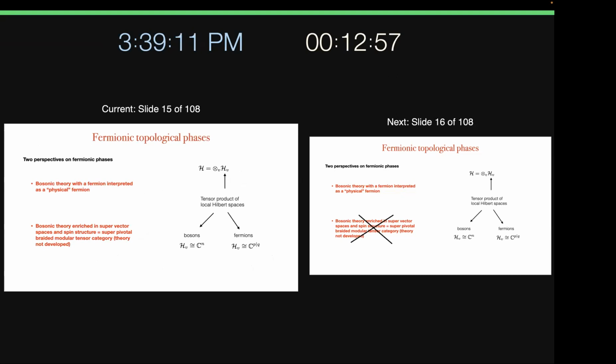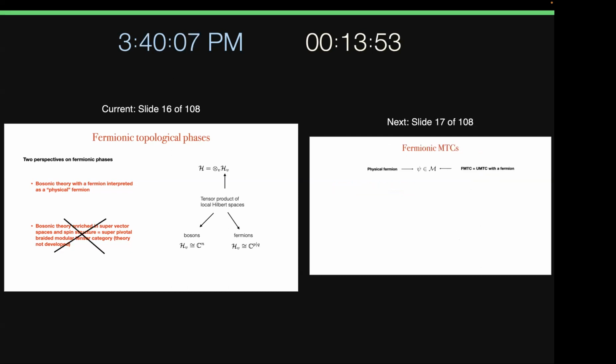Okay, so now let's move towards fermionic topological phases. I first wanted to describe that there are two distinct ways that people think about fermionic phases, at least in this algebraic setting. One is to take a bosonic theory, just a vanilla modular tensor category with a fermion in it, and interpret that fermion as a physical fermion, or some people say as a local fermion. The other way is to take a bosonic theory enriched in supervector spaces and spin structures. This might be called a superpivotal braided modular tensor category. Those are two distinct ways of thinking about how this supervector space embeds in our TQFT description of our gapped fermionic phase.